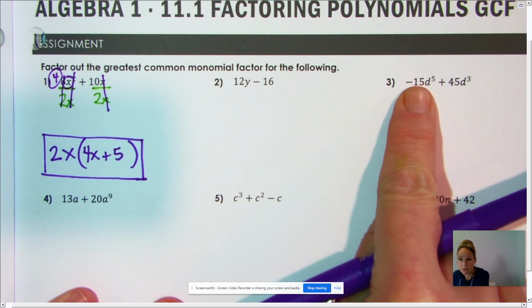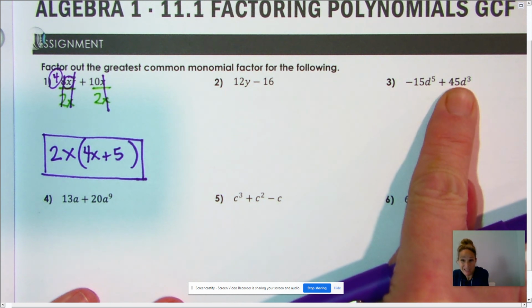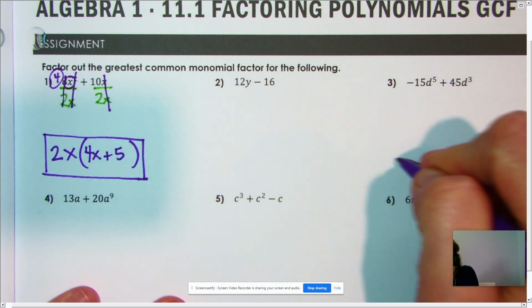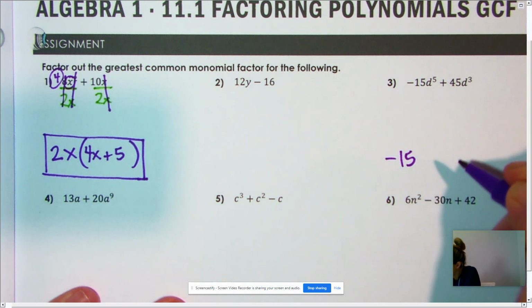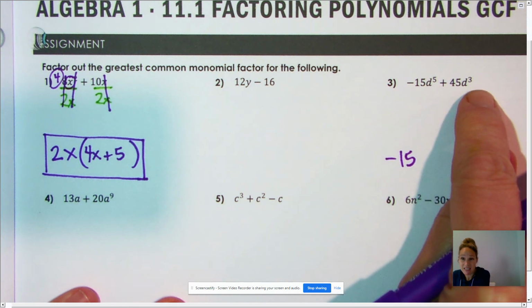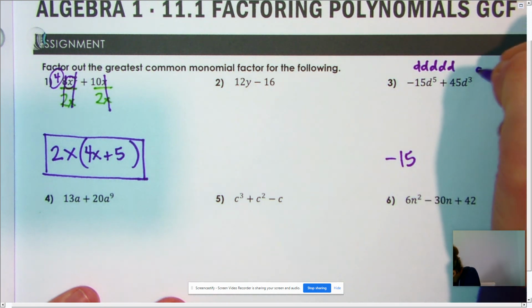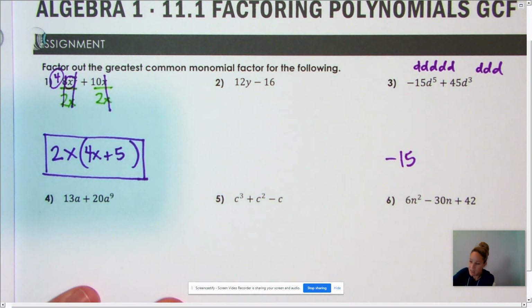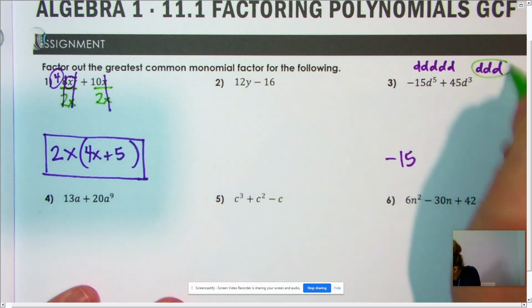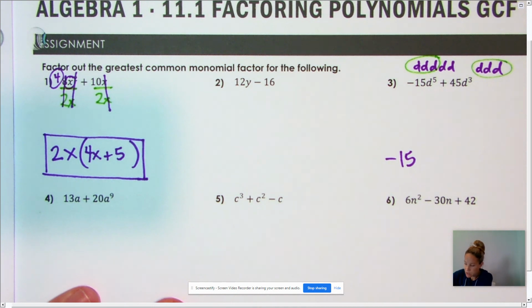So remember, my secret shortcut is to try the littlest number and see if it goes into the biggest one. In this case, it does. It goes in 3 times. So I'm going to say I can pull out that negative 15. And then if there are 5 D's and there are 3 D's, what's the most that they have in common? Well, if you put 1, 2, 3, 4, 5 and 1, 2, 3, you can see that they each have at least 3 in common. And the other one had 2 left over.